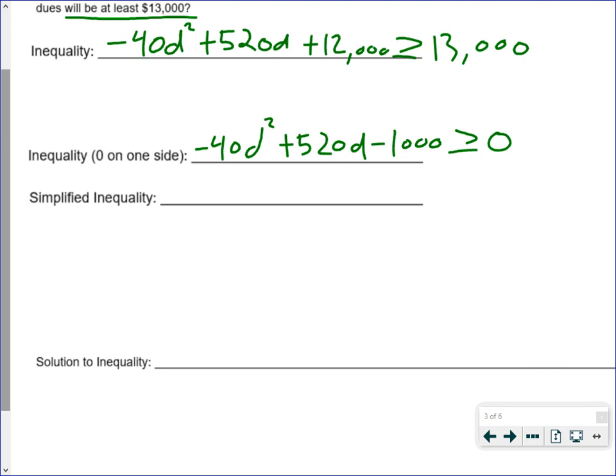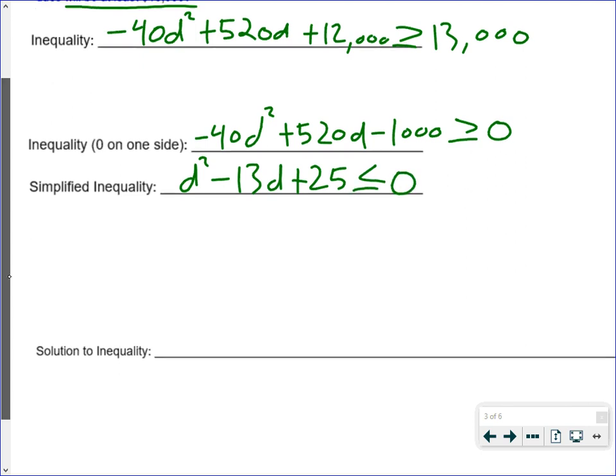So negative 40 divided by negative 40 will give us a positive d squared. 520 divided by negative 40 will be negative 13d, and negative 1,000 divided by negative 40 will give us a positive 25. And since we're dividing by a negative number, we're going to flip the inequality sign and make it less than or equal to 0. So we have our simplified inequality.